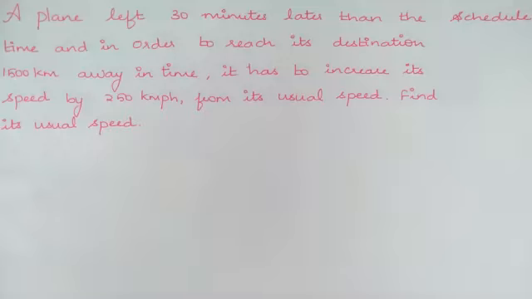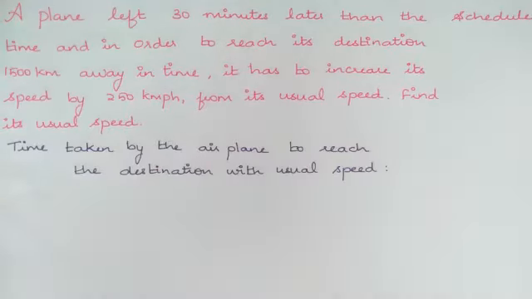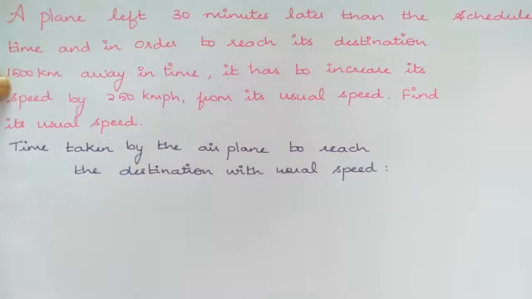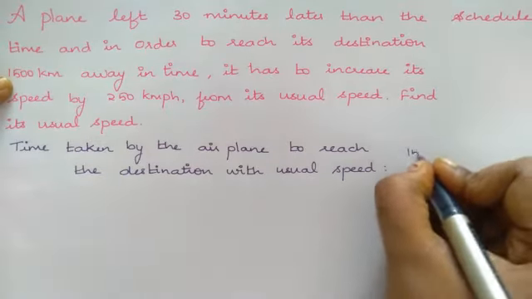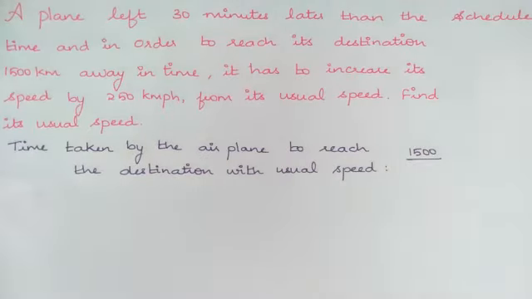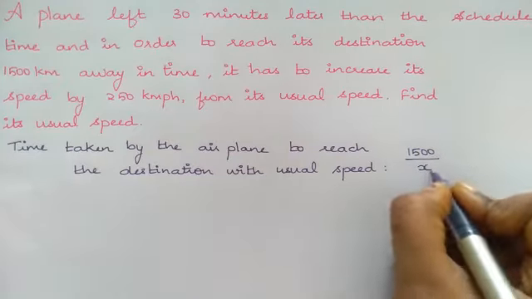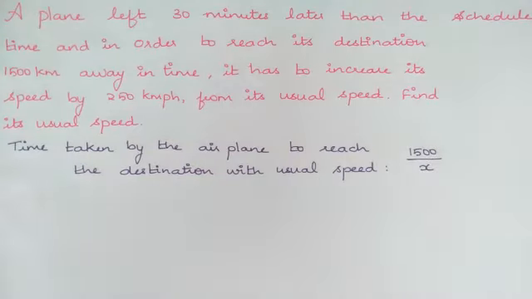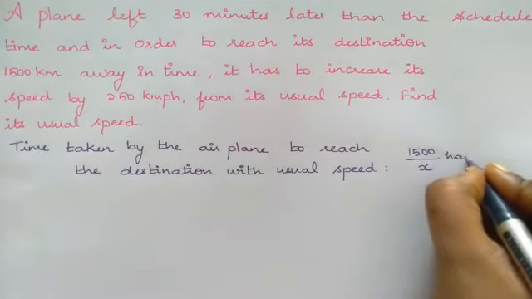Let's work with that. First thing we are going to write is the time taken by the airplane to reach the destination with usual speed. The time formula, when the speed and distance are given, is distance by speed. The distance to be covered is 1500 kilometers, so 1500 by the usual speed. We don't know the usual speed here, so let's assume it to be some x. So this is 1500 by x hours.